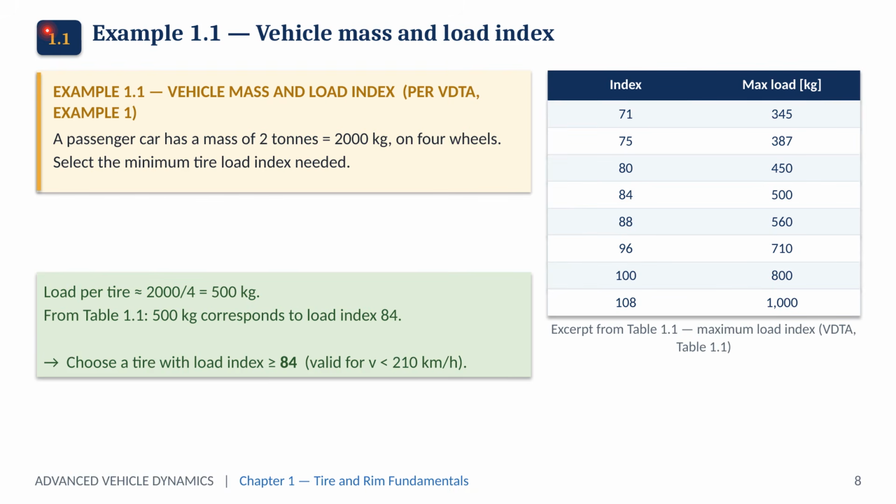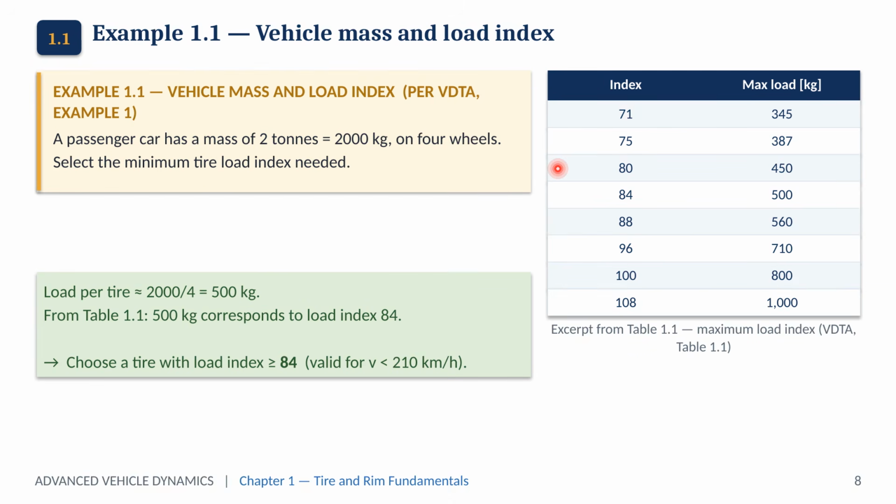Example 1.1 is a very practical problem. A passenger car with a mass of 2 tons, that is 2,000 kilograms, runs on 4 wheels. We must choose the minimum tire load index. The solution is short. Share the load equally over 4 wheels, so each tire carries about 2,000 divided by 4, that is 500 kilograms. From Table 1.1, 500 kilograms corresponds exactly to load index 84.